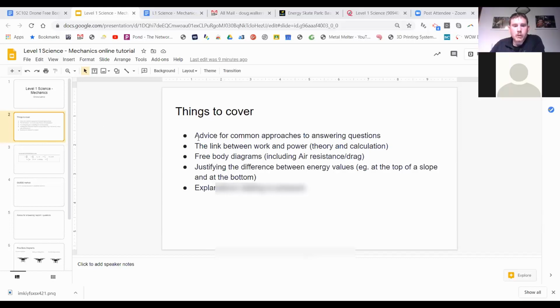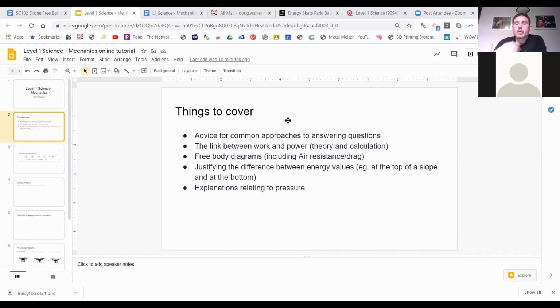So we've asked for some advice for common approaches to answering questions. I'll take you through what I call the guess method. Hopefully some of you have seen it already, but it's a really standard approach to calculation questions, and it should give you the confidence to make a start on a question. And once you've made a start, if you can follow the process through, you should be able to get at least some credit. Even if you make a mistake, you're normally able to pick up some credit for an incomplete answer.